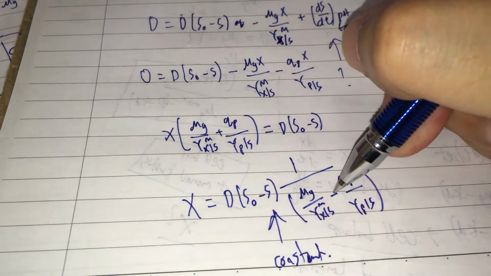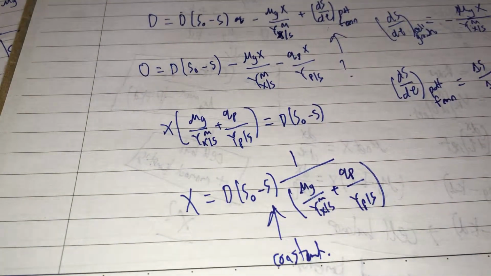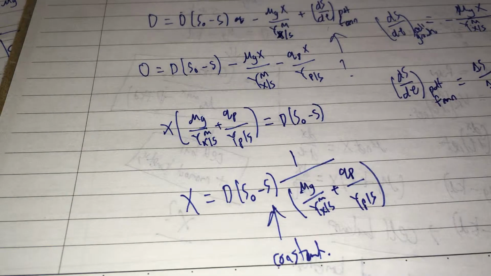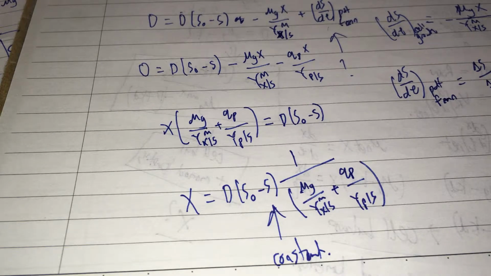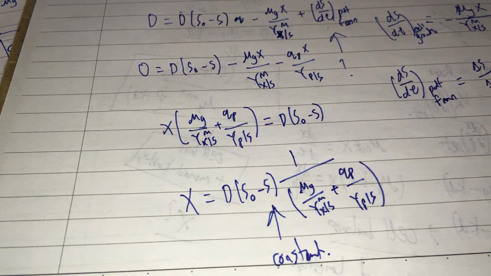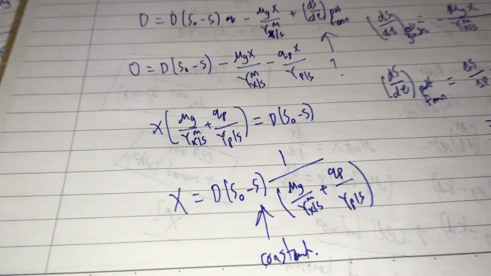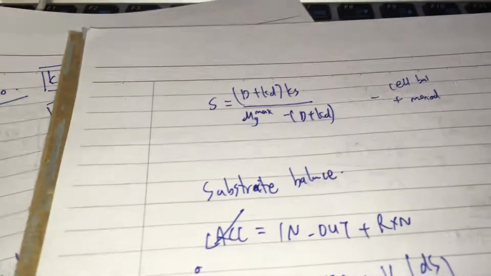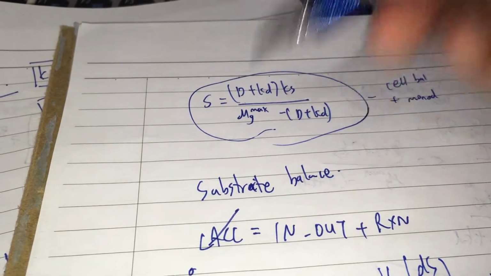Oh, sorry, this should be a plus. That's a careless mistake. So that's pretty much it. If we rearrange this, we will get a neater looking expression. This comes from the cell balance, and it's this S that remains constant.